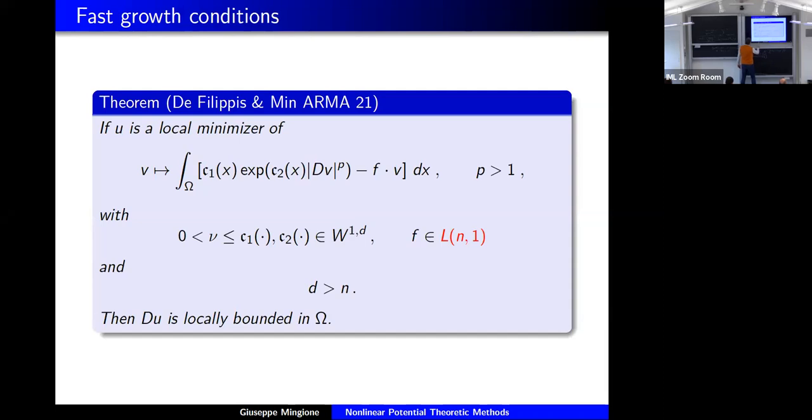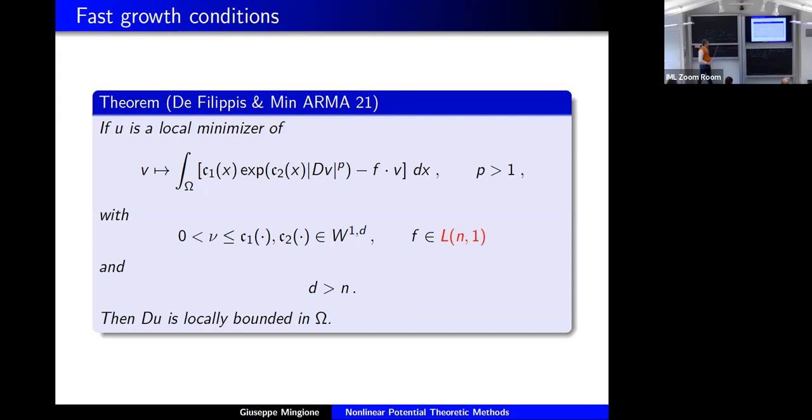You can have a full result with exponentials and conditions in a recent paper by De Filippis and myself. And you can relax all kinds of assumptions. You can put Sobolev coefficients, so you can even say that coefficients are not regular, with some d larger than n. So by embedding, these are Hölder continuous, and this is minimal in this setting.